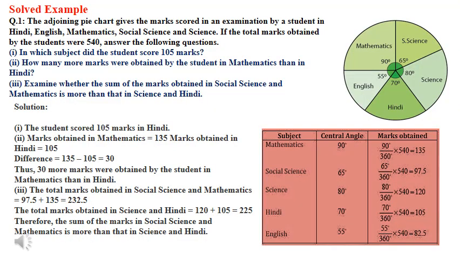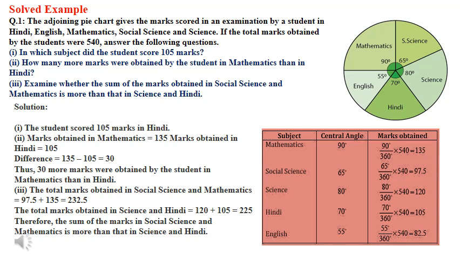Now students, here is one solved example based on a pie chart. The question is: the adjoining pie chart gives the marks scored in an examination by a student in Hindi, English, Mathematics, Social Science and Science. If the total marks obtained by the student were 540, answer the following questions. The first one is: in which subject did the student score 105 marks?